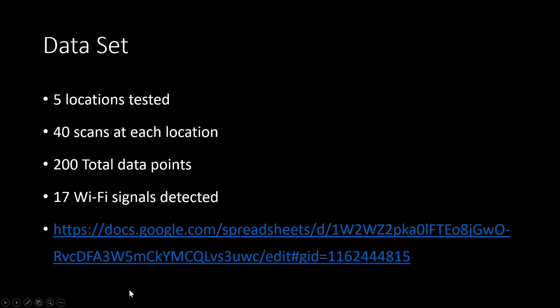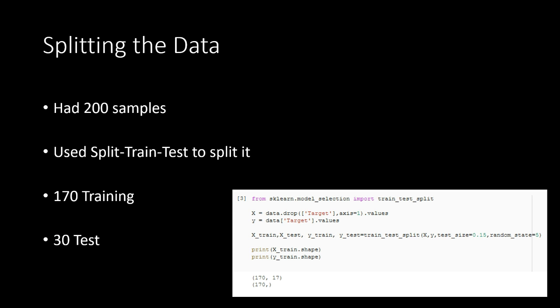All right. So I had 200 samples, so I used the train test split function from sklearn to split my data, and I did 30 testing points, so that left me with 170 training points. And you can see here, this is what I used, and I printed the shapes of the training data, so you can see it's 170 here, and then the 17 points there for each of the Wi-Fi networks that were detected.